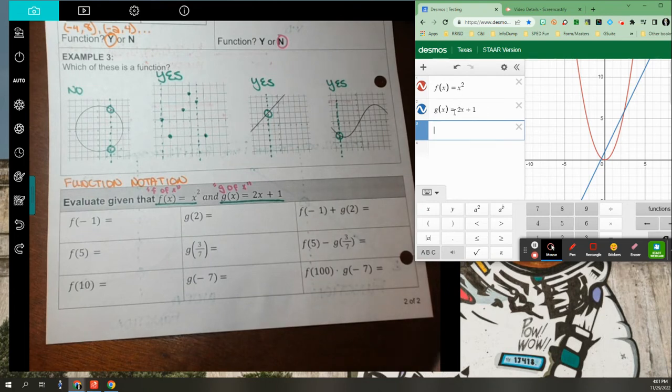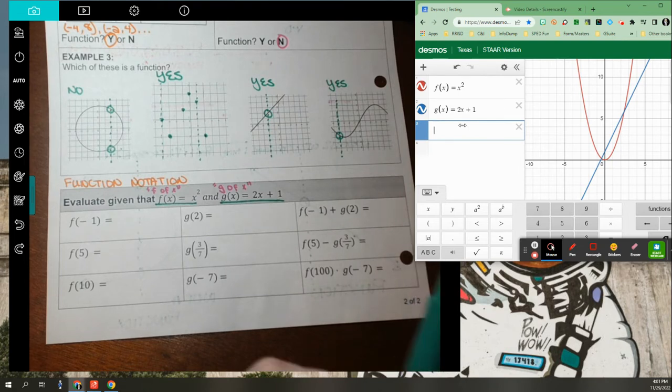Okay, so now I have told Desmos that while I am doing this, I have two functions, f of x and g of x. If I give you an f of x, I want you to take whatever I put in here and square it. If I say g, then I want you to take whatever I put in these parentheses, multiply it by 2, add 1. Okay, so let's see if we can figure out some of these.